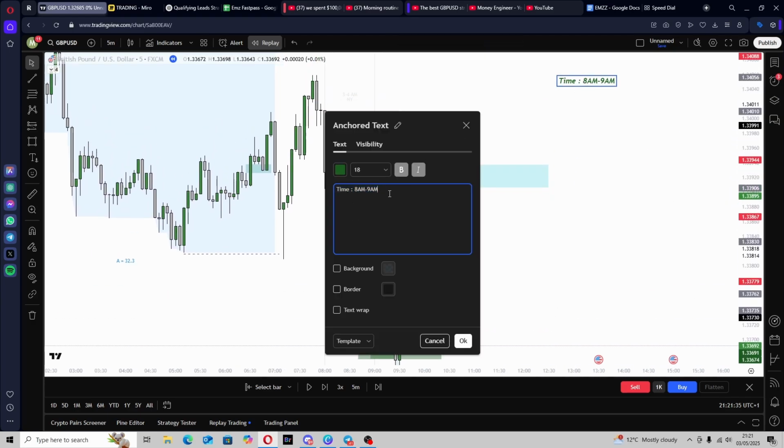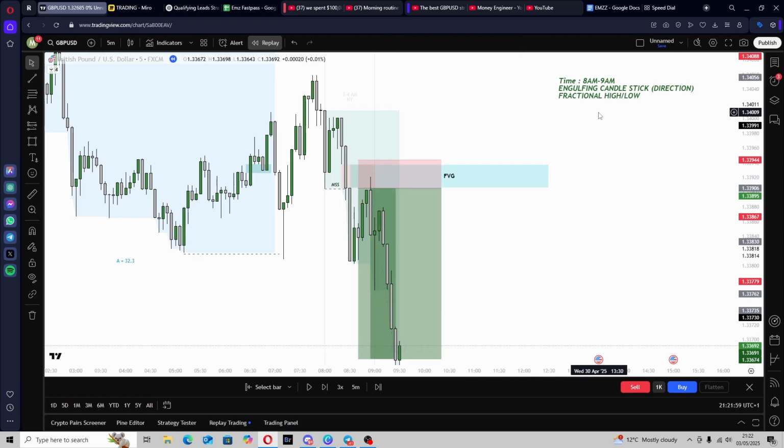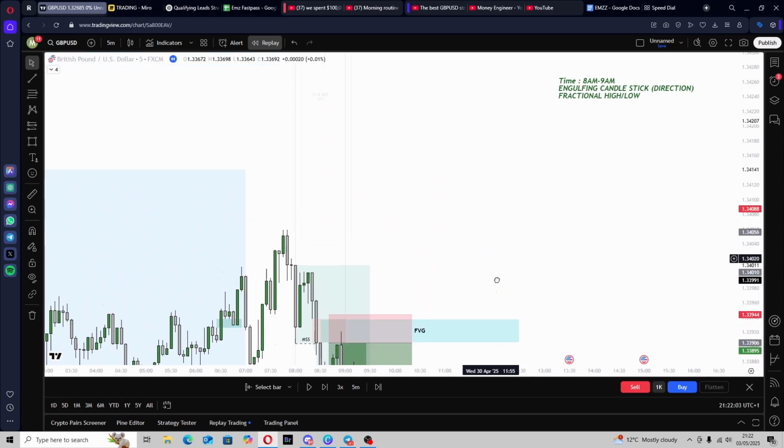And you also need to look out for your engulfing candlestick, and direction. And you also need to look for your actual fractional high or low, right? So this is exactly all the 3 things that you really need to look for before entering and actually smashing take profit in this strategy.